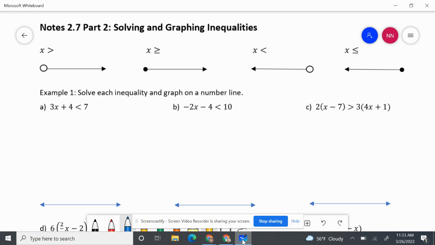What we're going to do now is solve and graph inequalities. Part one, we were looking at writing inequalities and solving them. Here we're going to solve and we're going to graph the inequalities.